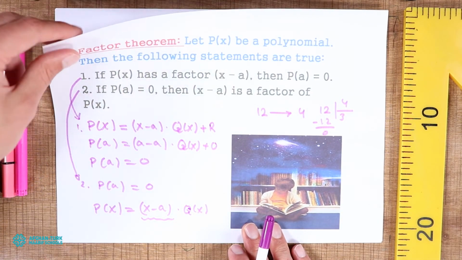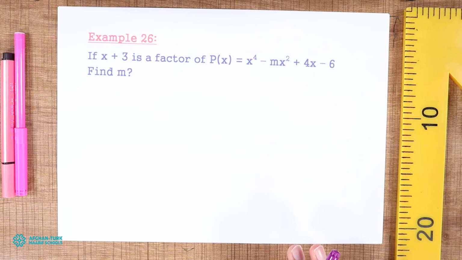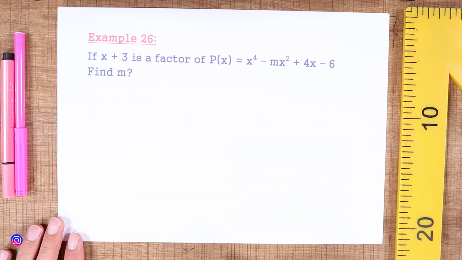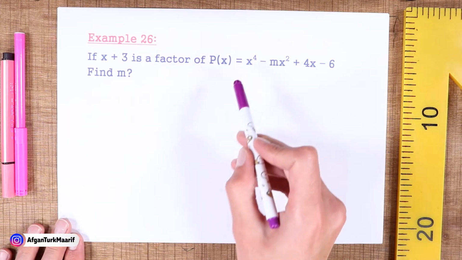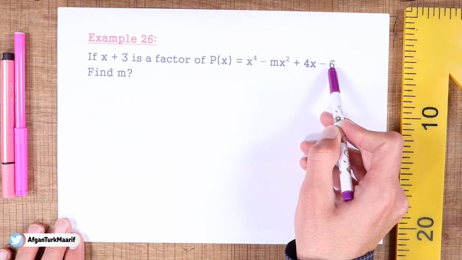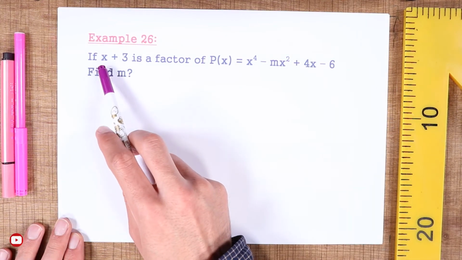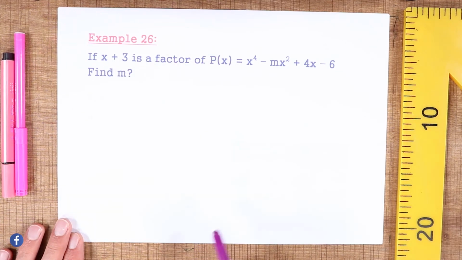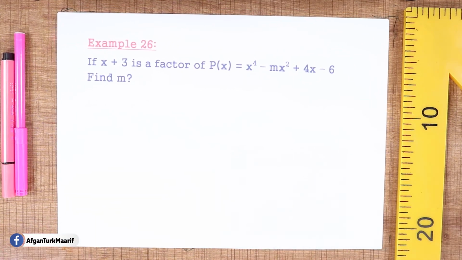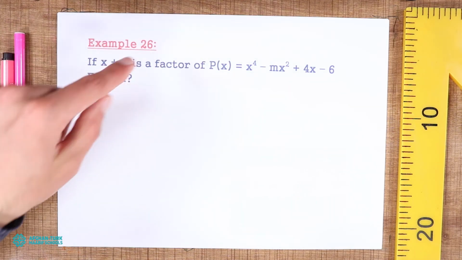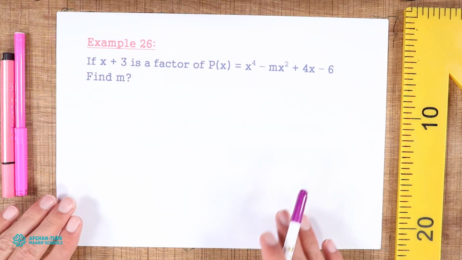So for the other example, we have a polynomial here like this, x to the power of 4 minus m x squared plus 4x minus 6. And here it says that x plus 3 is a factor of p of x. So we said before that when a binomial is a factor of p of x, then p of a will be equal to 0.